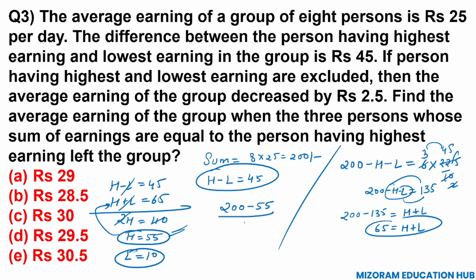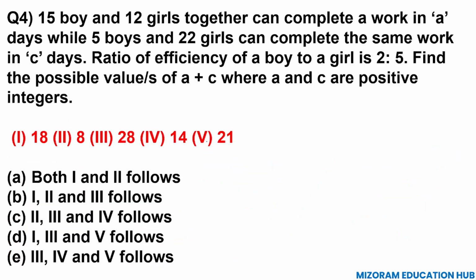Total remaining persons are 5. The remaining sum is 200 minus 55, which is 145, and 145 divided by 5 is 29. So 29 is the correct answer.